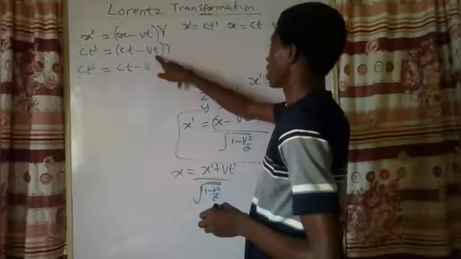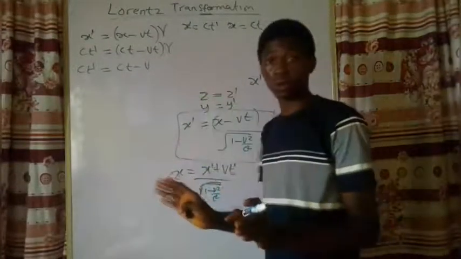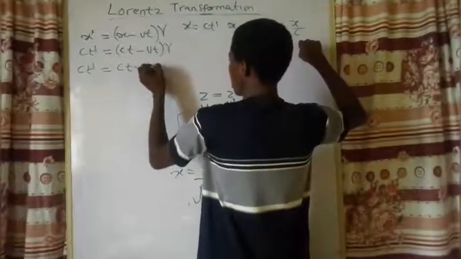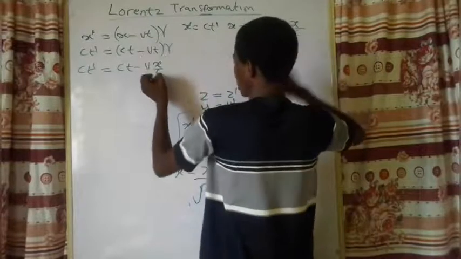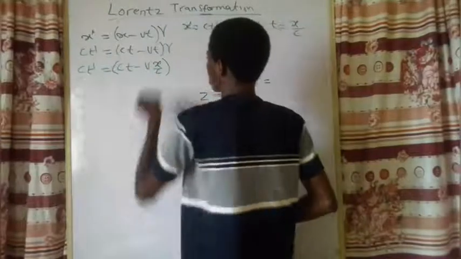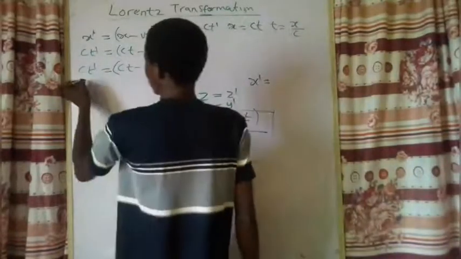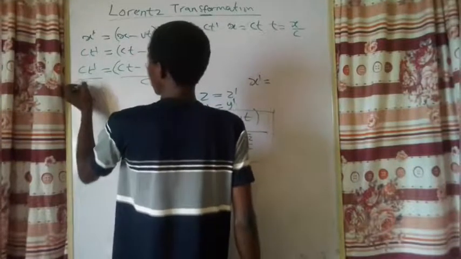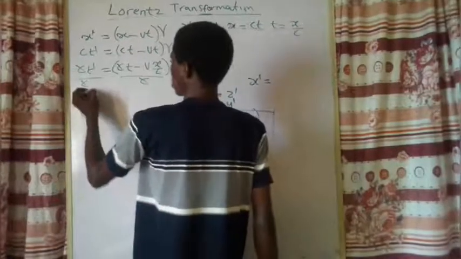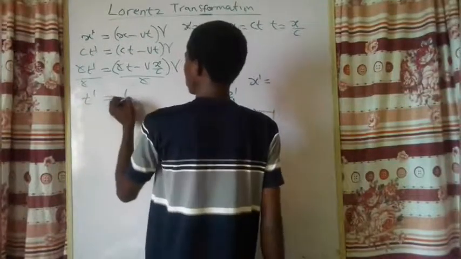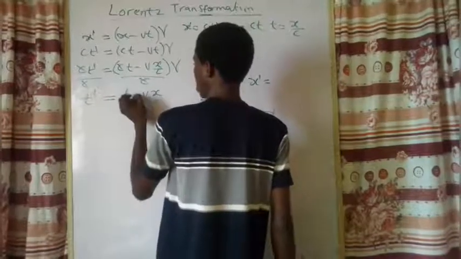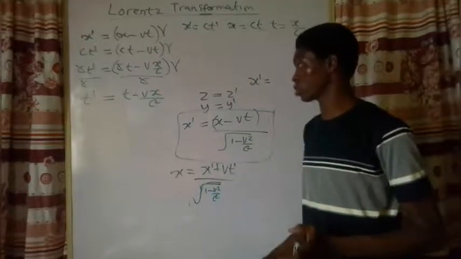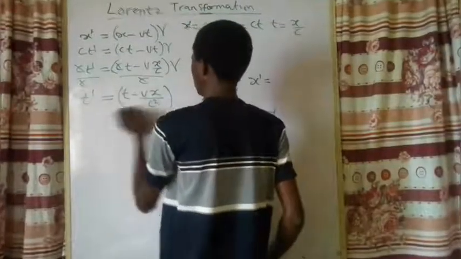Now I want to take away t from here. What is t? This thing is very easy for us to understand. t is x over c. So I'm going to say v times x over c instead of t. Just manipulating so I can get what I need, everything times gamma. If you divide through by c, c cancels here, c cancels here. So t prime equals t minus v times x over c squared, and it's just very simple, then everything into gamma.